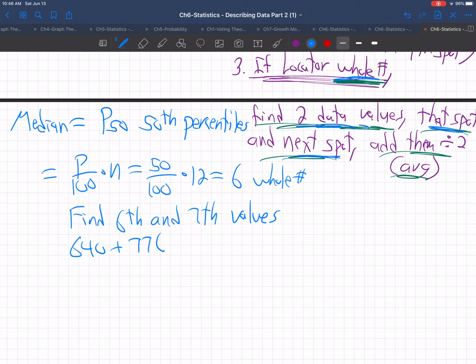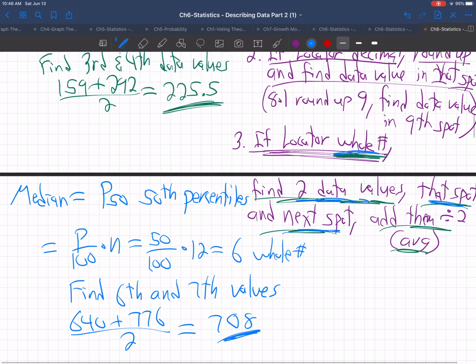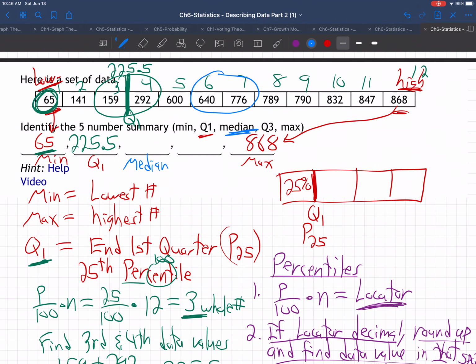640, 776, add them and divide by 2. In other words, take the middle of them, the average of those two. On your calculator, I'm doing it right now on my calculator, comes out 708. So that's the median. That's right in the middle, 708. That's right in the middle of these two guys, which is right in the middle of the whole data list, right? Because it's after the 6th number. There's 12 numbers total. So that's the middle, 708.